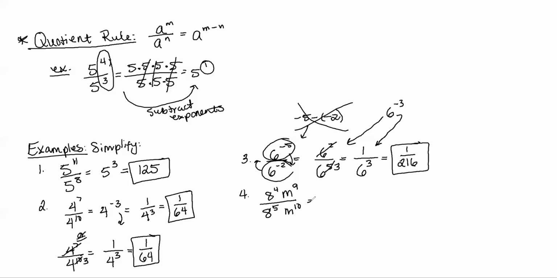And I'm just going to change this one so it's m to the 10th on the top and m to the 9th on the bottom. So if we were to go ahead and use our quotient rule, 4 minus 5 is -1, so 8 to the negative 1st. M to the 10th minus 9 is 1, so m to the 1st. And then we have to take this 8, move it down to the bottom, so the m stays on top, and then we have 8 to the 1st on the bottom.